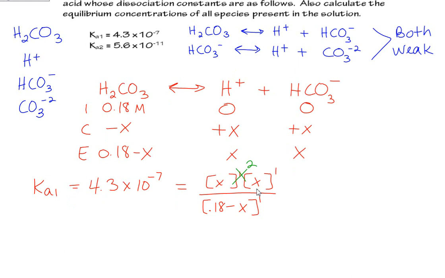That k value is really small, so whatever x is, it must also be really small. This really simplifies your math. I've got to cross multiply yet. I'm going to cross multiply these guys: 4.3 times 10 to the negative 7th times 0.18.